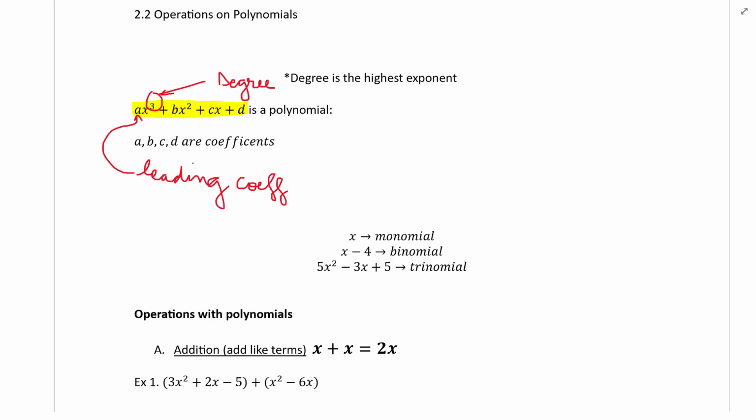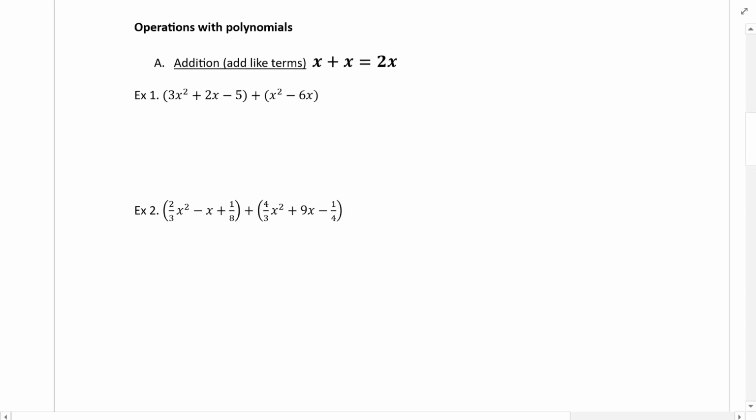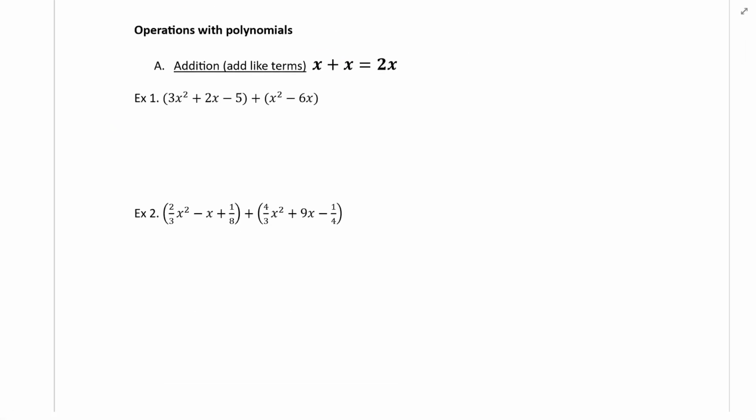So now, a few examples. A monomial has only one term, so x is a monomial. X minus 4 has two terms, has the name binomial. 5x to the second minus 3x plus 5, it's a trinomial. So let's discuss a few operations with polynomials.